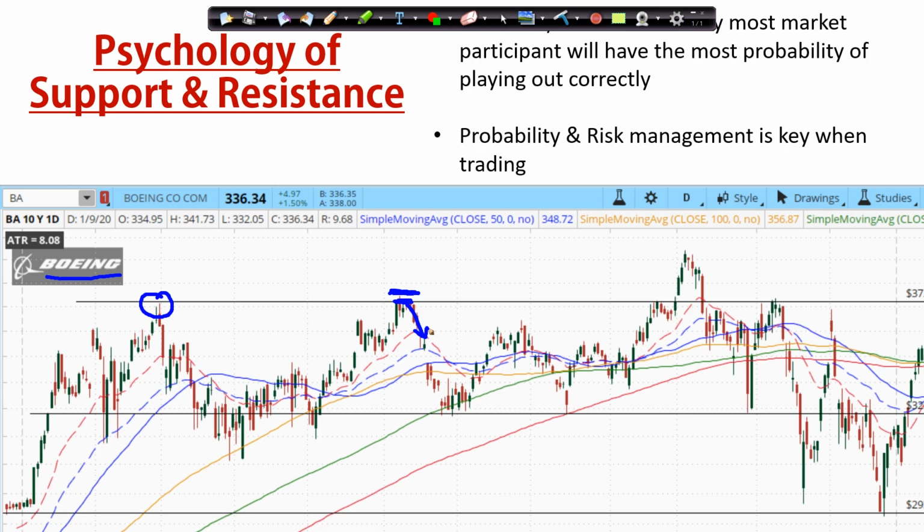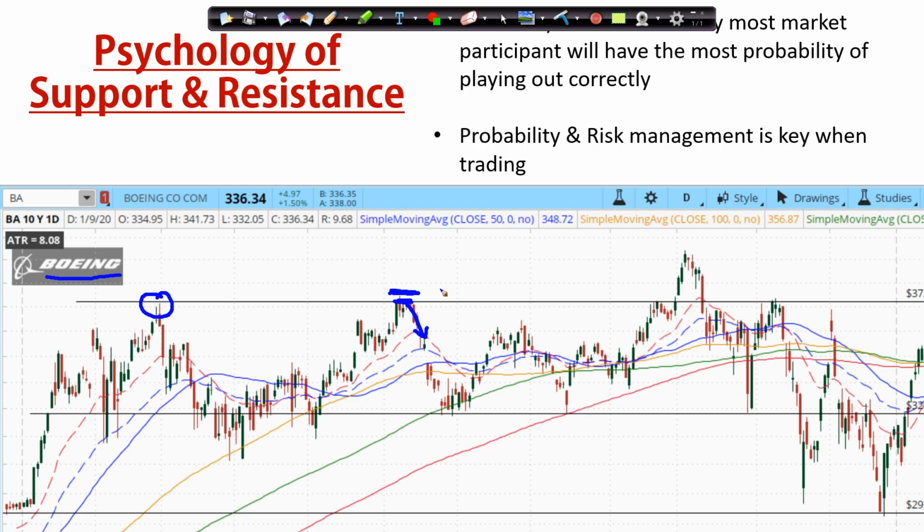And the more the number of people sees this and think in the same way, this starts to develop into a positive feedback loop, creating our self-fulfilling prophecy. So the key here is to identify the trend line or zone that is being watched by most of the market participants out there. The more the number of people are watching it, the more likely your technical analysis and your drawn trend lines will play out correctly for you.